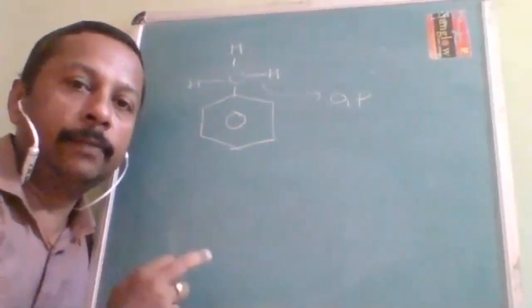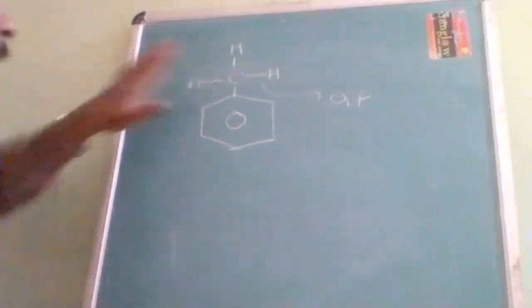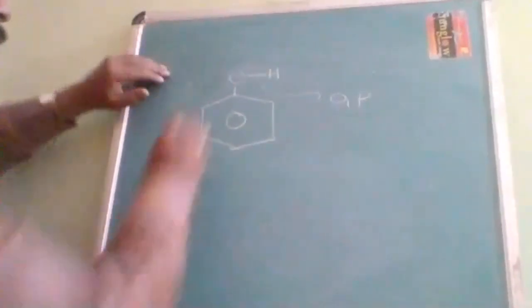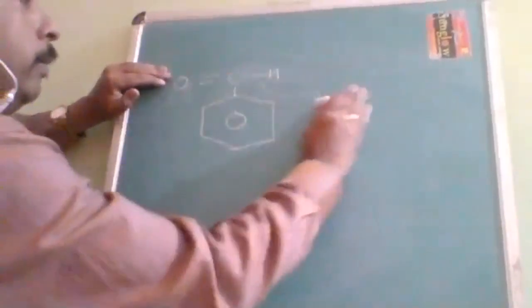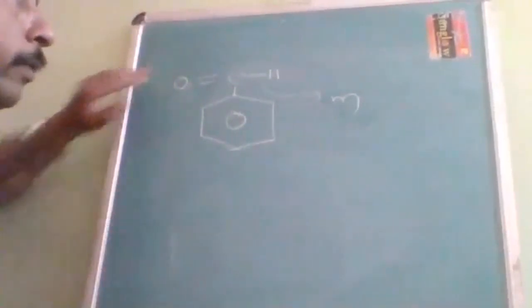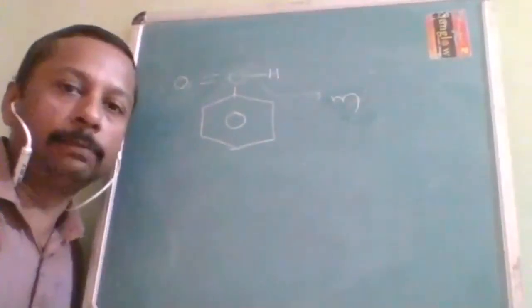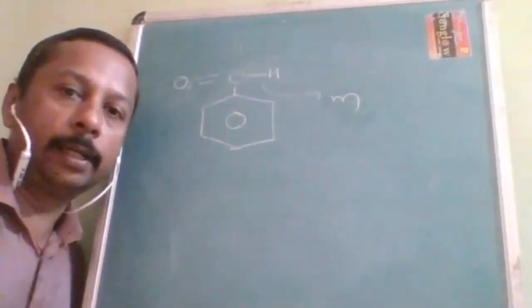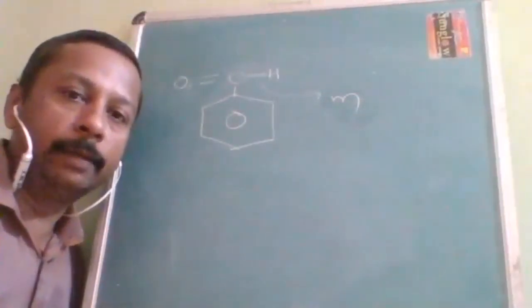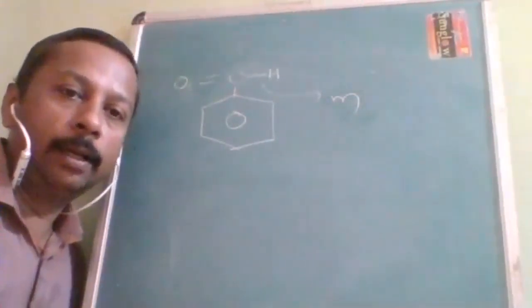And if there is a pi bond like here, now it will become M directing. Pi bond, M directing; lone pair and alpha hydrogen, OP directing. OP directing groups are activating and M directing groups are deactivating.